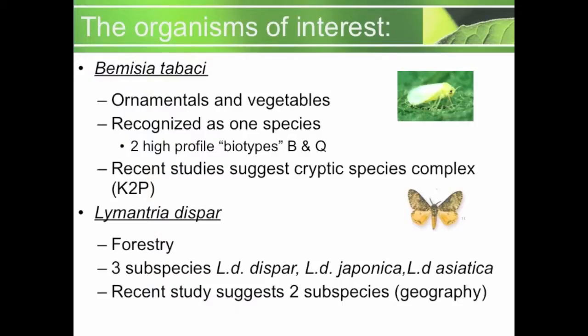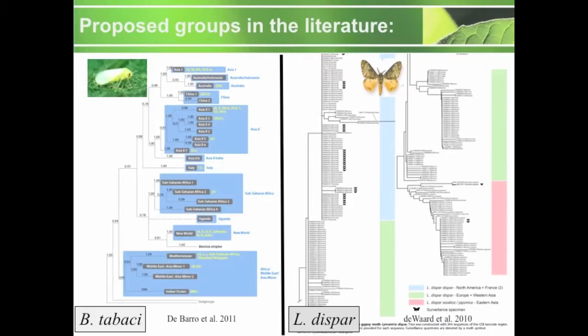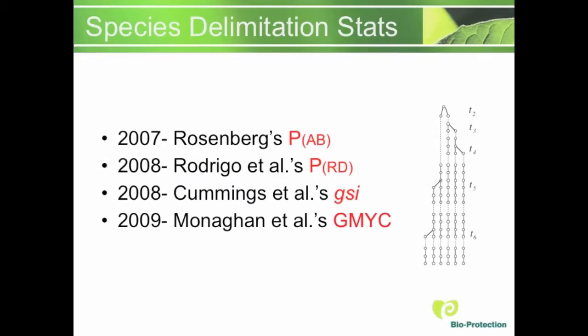The organisms of interest for our study are Bemisia tabaci and Lymantria dispar. Both are highly invasive insect pests that cause millions of dollars in damage each year. We want to know how many species there are for each and who cares. On the left, you'll see there are 24 genetic groups for Bemisia tabaci and two subspecies of Lymantria dispar on the right. We wanted to use species delimitation statistics to test the predefined groups.